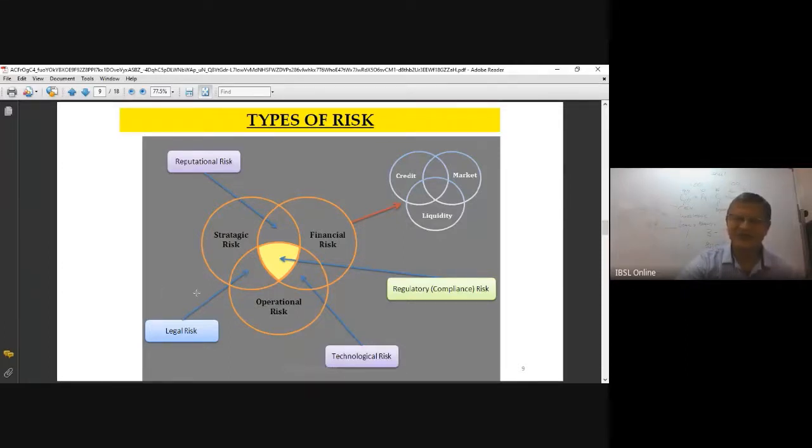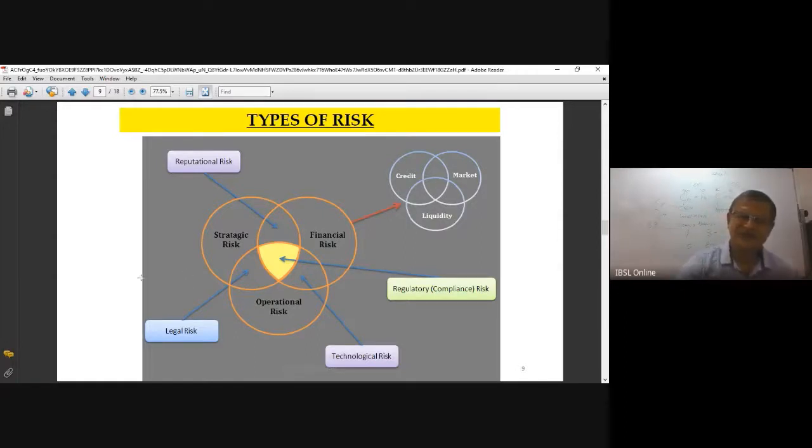I told you it's suicidal if a customer demands money and you don't have money to pay. The next thing that will happen is your reputation will be questioned. Customers will lose confidence in placing money in the bank. As a result, your entire strategic way of doing business will be lost, and you may have to close down your business. So the major risk in the financial sector is financial risk. Financial risk consists of credit, market, and liquidity.